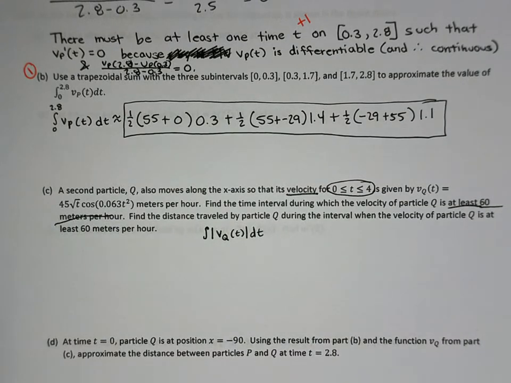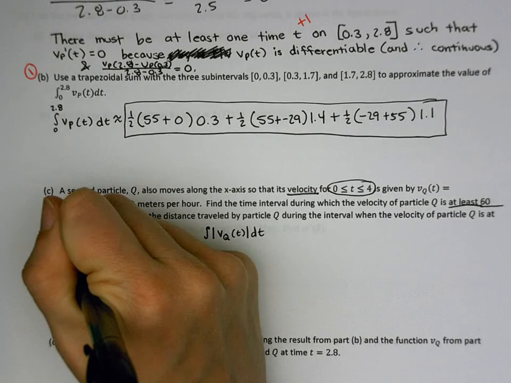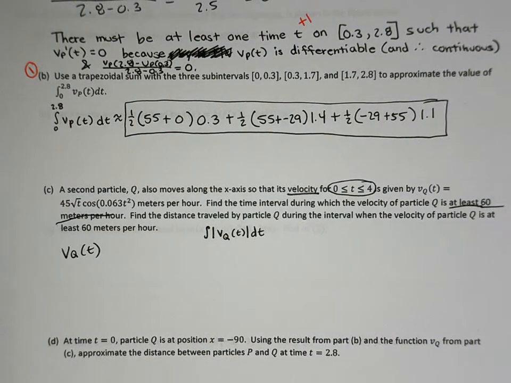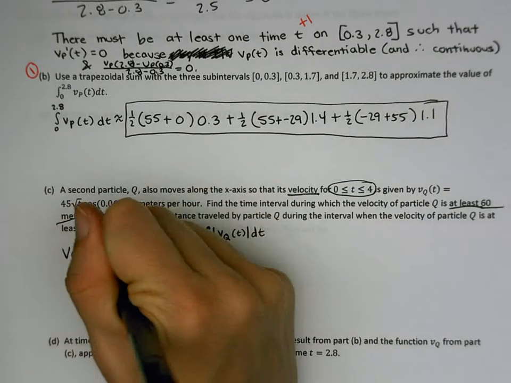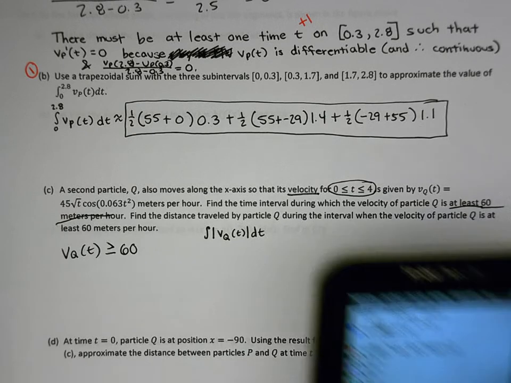So, trying to figure out where that is. Where is my velocity, my v sub q of t, at least 60? It could be more than 60, right? But it needs to be at least 60. So if you wanted to write that as an inequality, you could. It'd be greater than or equal to 60, but you don't actually have to do that. We just need to figure out where those values are. Where is my v sub q of t at least 60? Okay? So there's a couple of different ways of doing that.